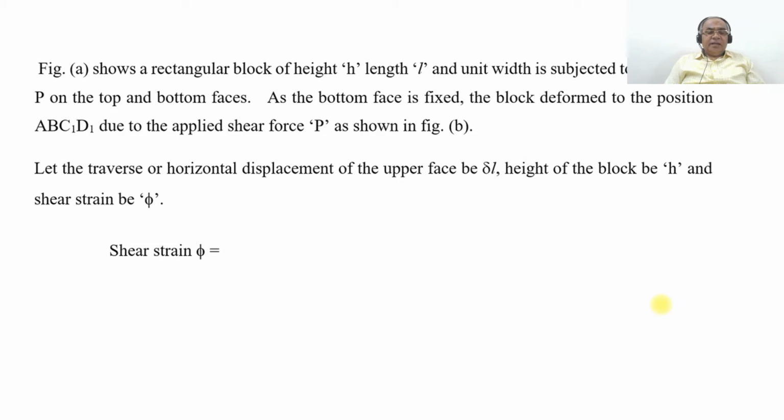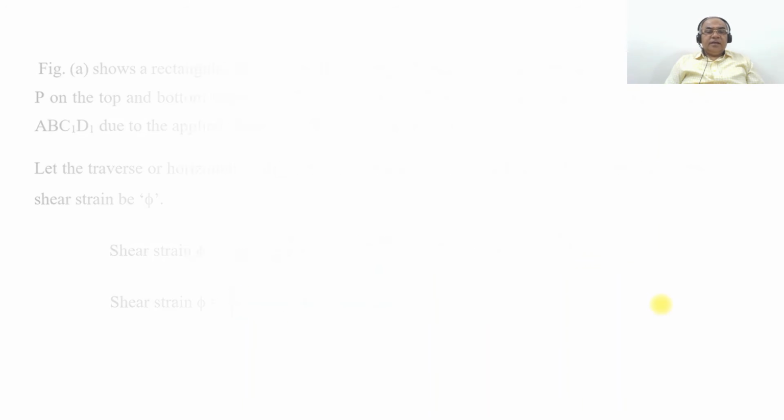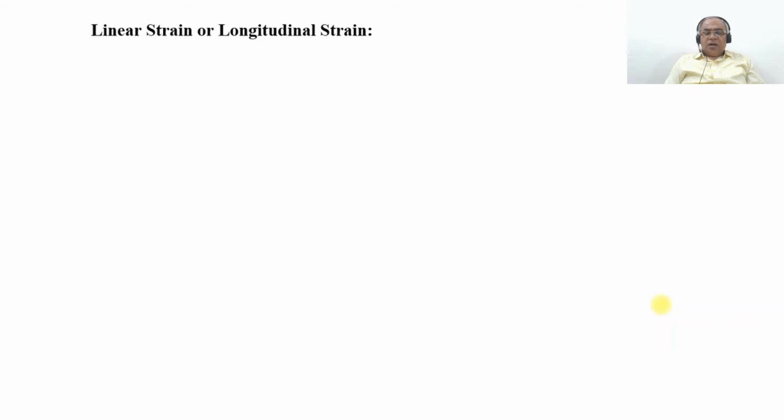So what is shear strain? That is transverse displacement by distance between the upper and lower faces. What is the transverse displacement? CC1 or DD1 by AD, which is equal to delta L by h. So that will be shear strain phi will be equal to delta L by h. As phi is small, tan phi is equal to phi. So that is how you will be able to get the shear strain.